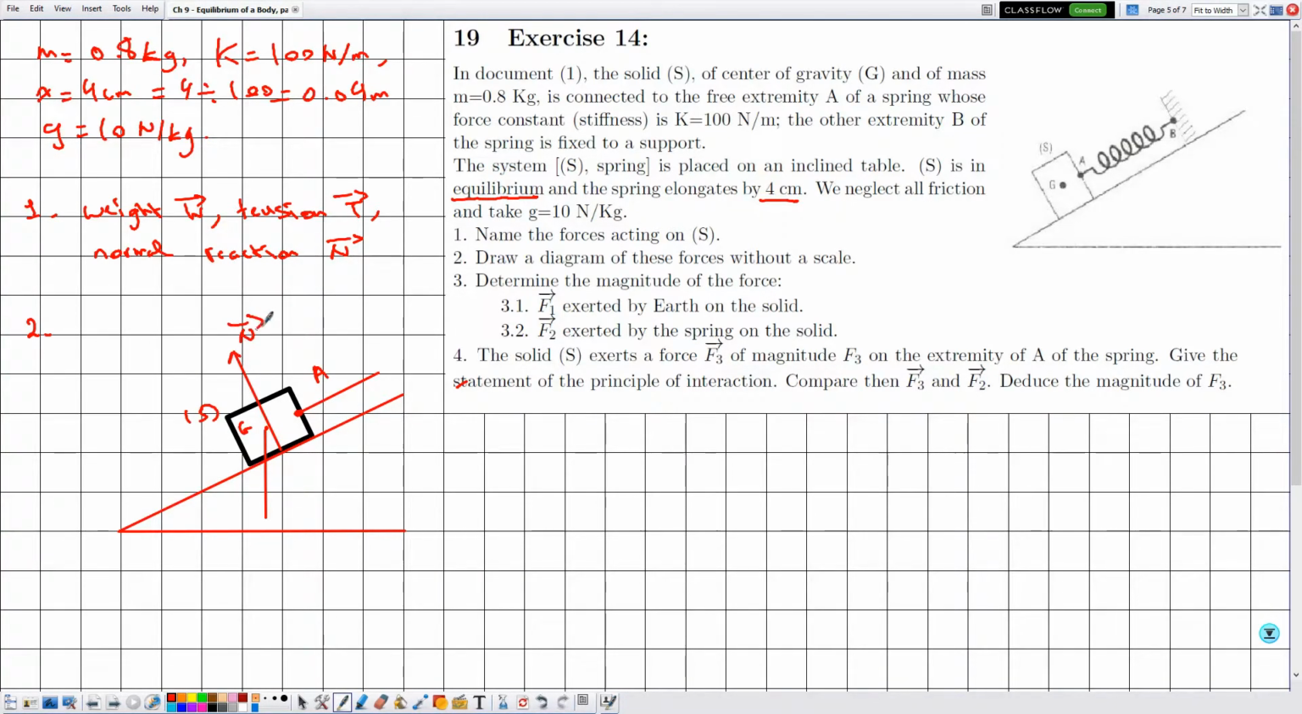solid S. Now previously, if you recall what I used to say, whenever we are representing forces without a scale, I used to say that the length of the forces itself is not important, but what is important is for us to draw the forces with the same length. But in this case, this is not important for us because we are not drawing 2 vectors, we are drawing 3 vectors.